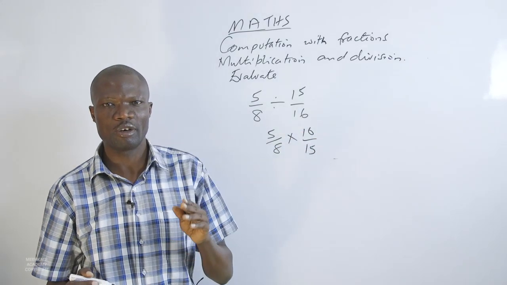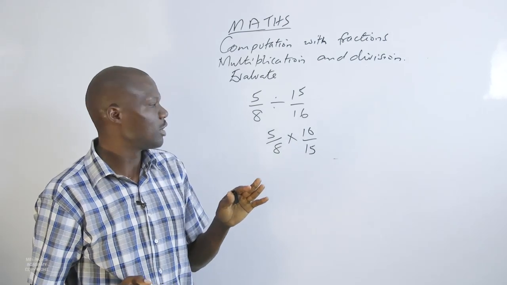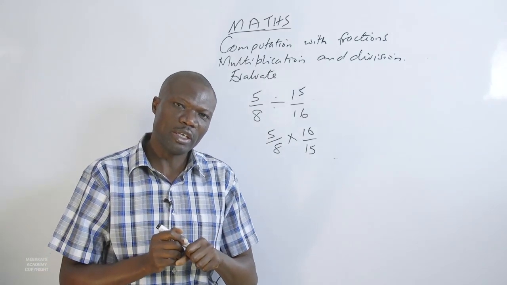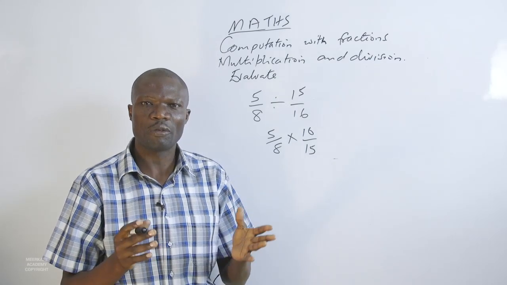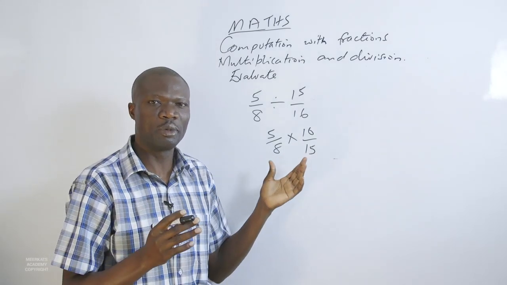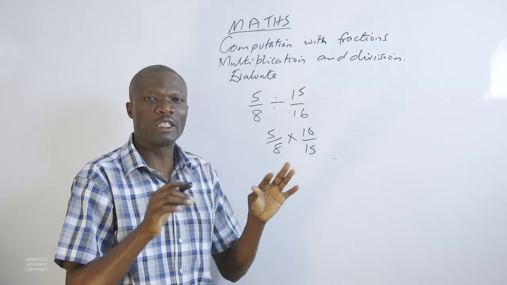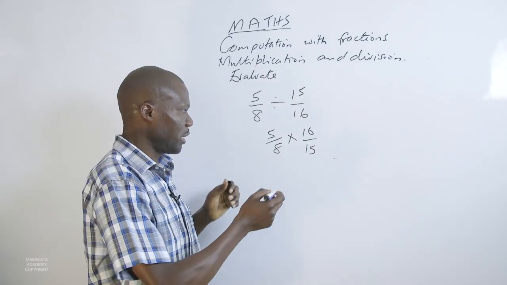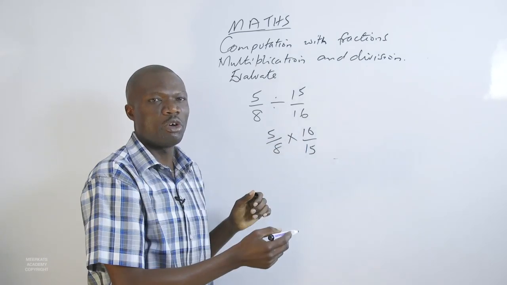It is 16 over 15. So if that is the case, what is common? Do we have any of the numerator or denominators sharing a factor? Yes, we have 5, which is shared.